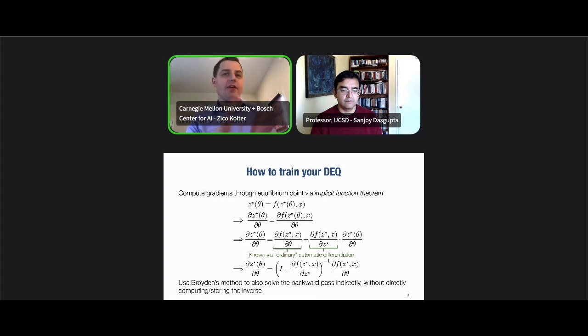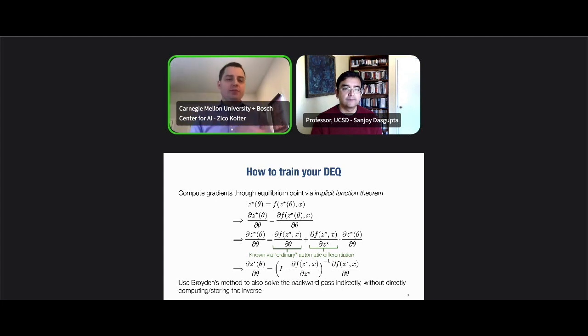Now we just have a linear system of equations, and we can solve for it by rearranging. What we get is that the Jacobian we want is equal to I minus the Jacobian of f with respect to z star, inverted, times the derivative of f with respect to our parameters theta. If you didn't follow that, don't worry too much. The high level view is that, more precisely, we don't actually ever compute that inverse fully. We just want to multiply by it.